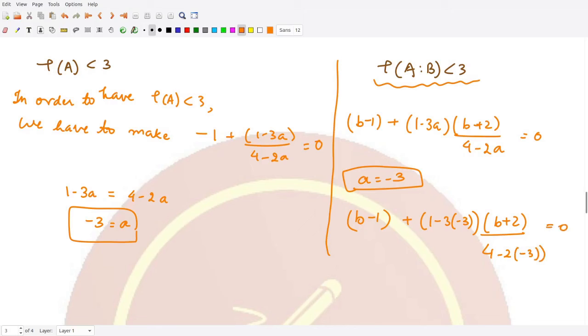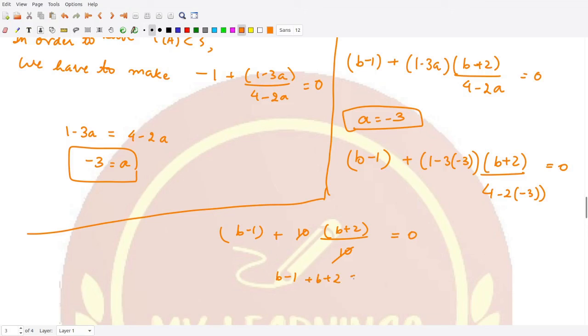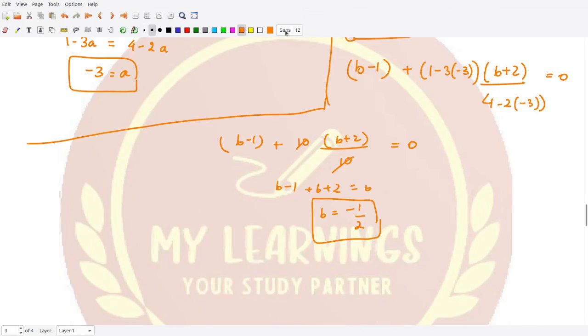So you could solve this out here. So you would have B minus 1 plus 10, right? And then B plus 2 divided by 6 plus 4, so that is also 10. This 10 and 10 would cancel out with each other. So you have B minus 1 plus B plus 2 is equal to 0. From here you obtain the value of B is equal to -1 by 2. So you have the value of A as -3, the value of B as -1 by 2.